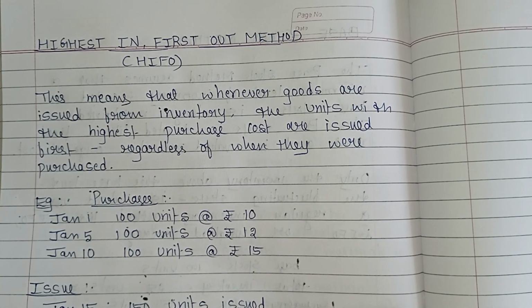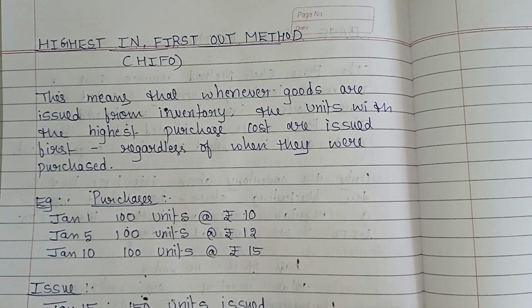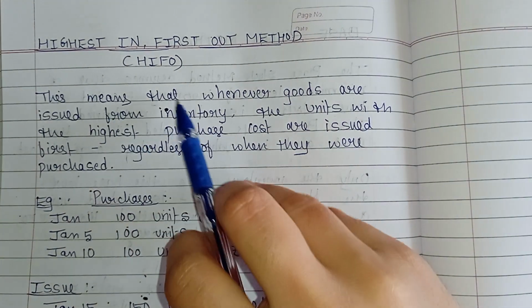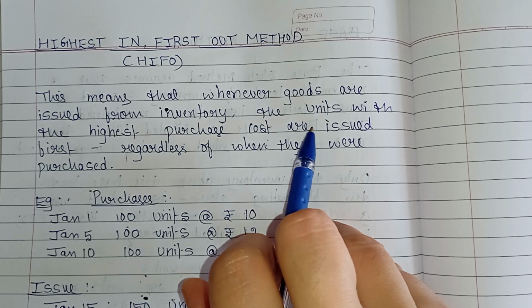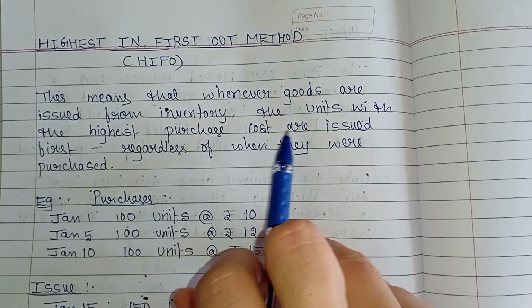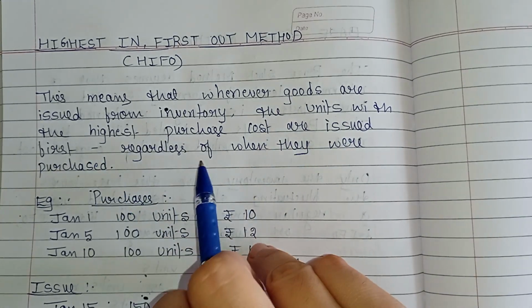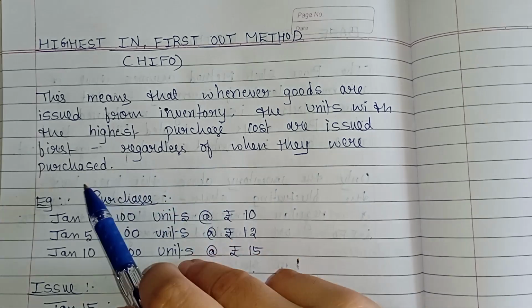Today we are diving into a lesser known but interesting inventory valuation method, that is the HIFO method, highest in first out method. So let's understand what it is, how it works and see an example too. This means that whenever goods are issued from inventory, the units with the highest purchase cost are issued first regardless of when they were purchased.